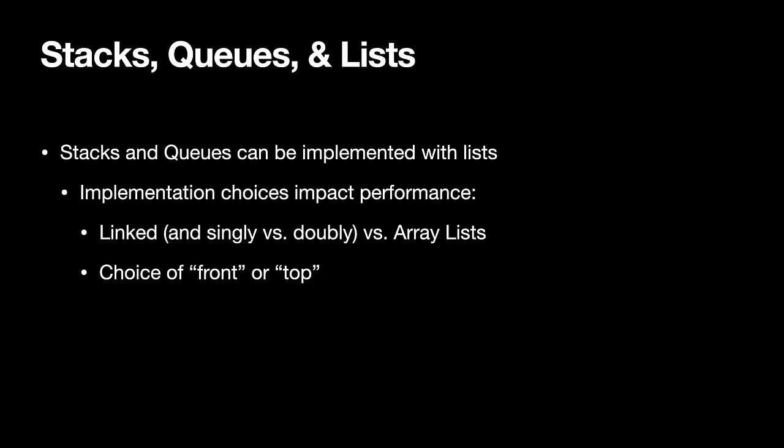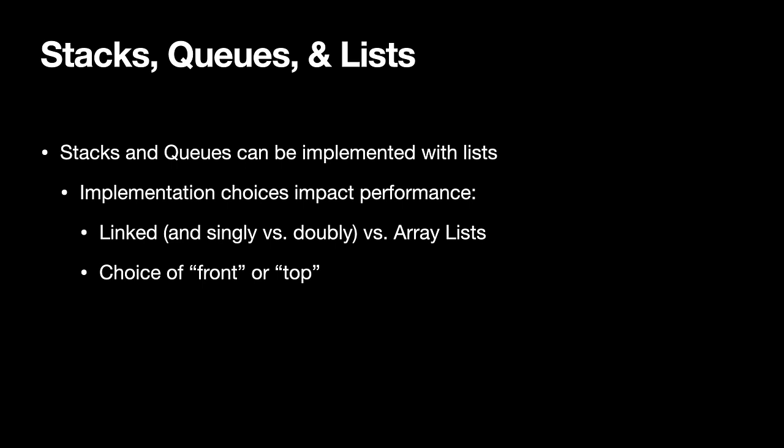Okay, stacks, queues, and lists are some of the most fundamental simple data structures. And stacks and queues can actually be implemented by using lists. So the choice of implementation has a huge impact on performance. So both a linked list and an array-based list could be used to implement either a stack or a queue. And these have an impact on the performance.